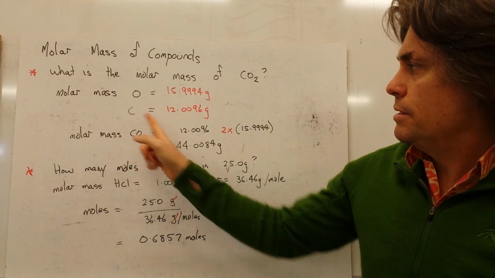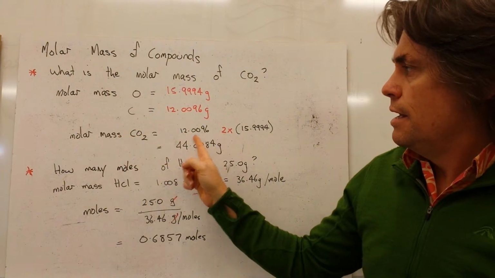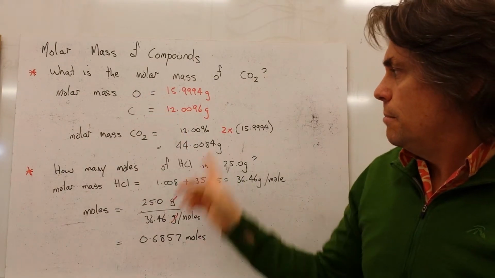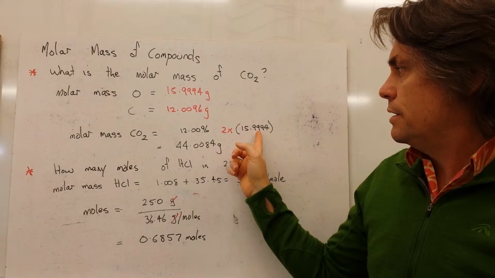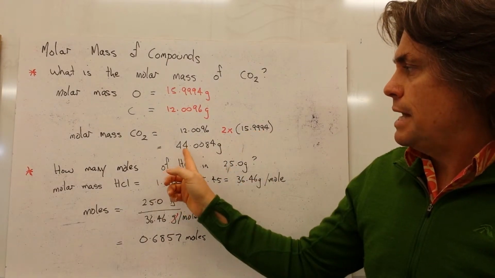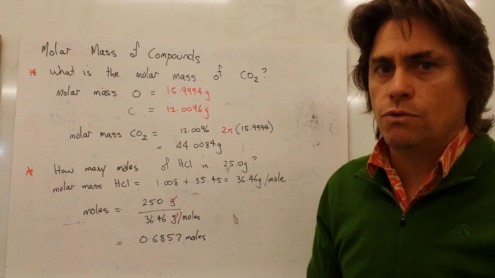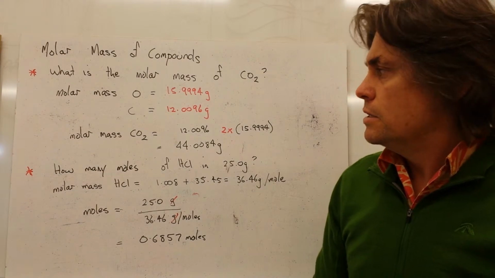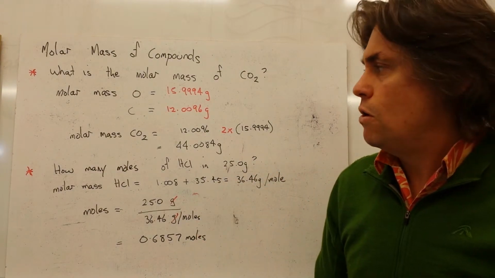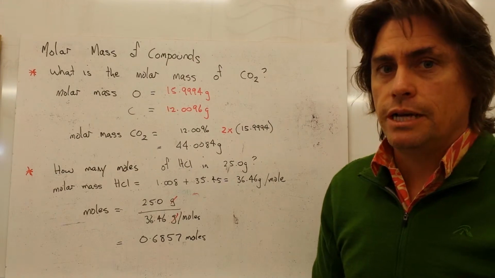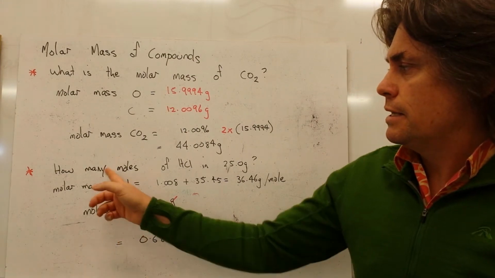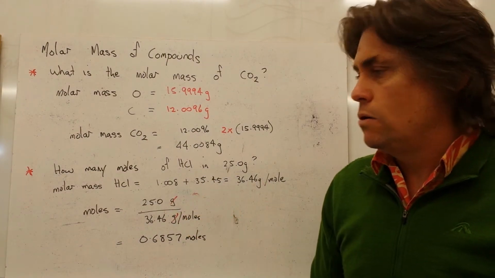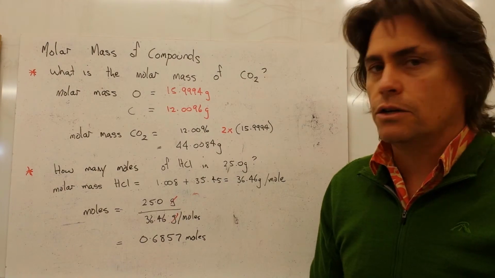So we have 1 lot of carbon, 12.0096. We actually have 2 lots of oxygen, so we need to multiply the molar mass of oxygen by 2, so 2 times 15.9994, which gives us a total mass of 44.0084 grams. And this is the molar mass of carbon dioxide. So we can calculate molar mass from our periodic table quite easily, but we can also calculate the number of moles of any given substance given the molar mass of that particular compound.